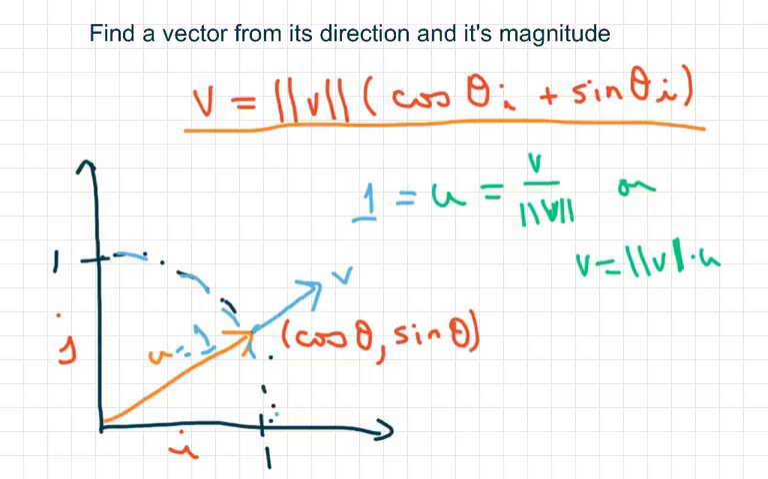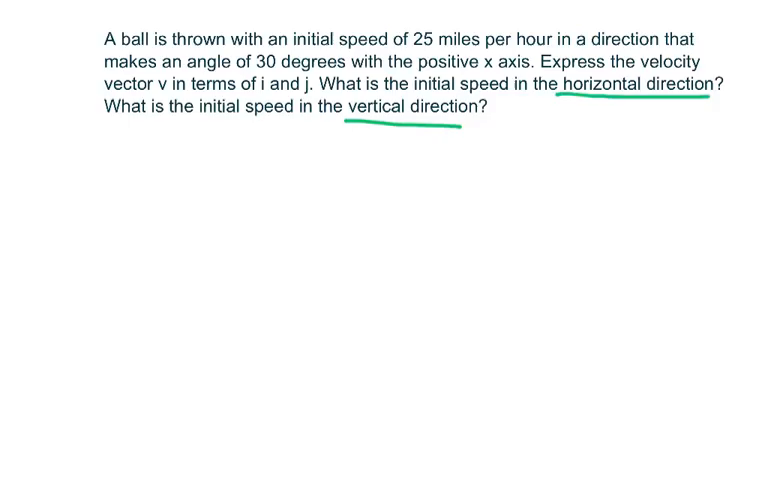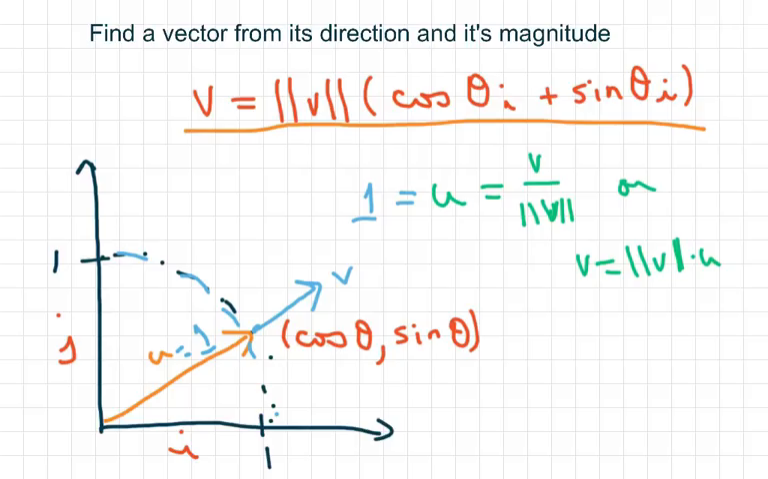The first thing, again, we're going to use a word problem, and we're looking at the velocity vector this time because we're looking at the speed. A ball is thrown at an initial speed of 25 miles per hour in a direction that makes a 30 degree angle with the positive x-axis. That means here my theta, my angle, is 30 degrees. And we know from the unit circle that cosine would be square root of 3 over 2, and sine would be 1/2.